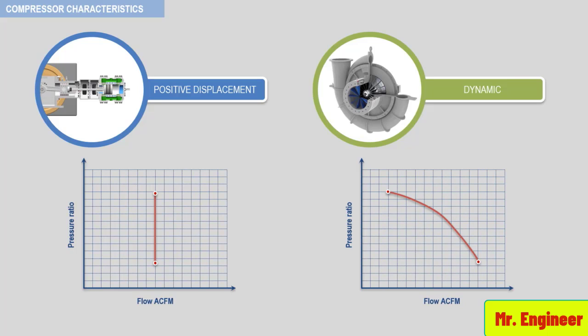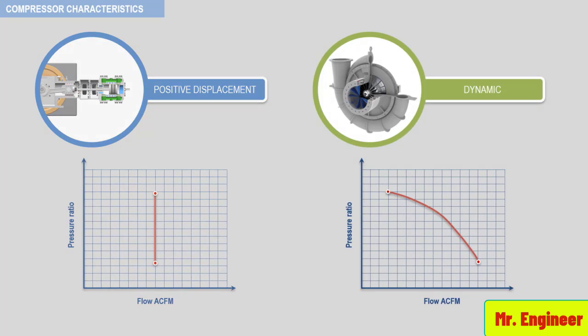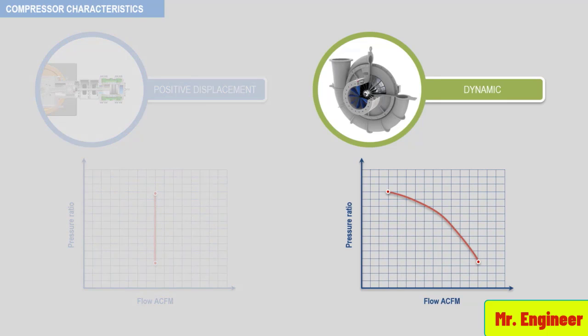Before we finish off this video, what I really want you to remember and to understand is that positive displacement compressors are not self-limiting. This means that the pressure ratio will continue to rise until the case pressure is exceeded. On the other hand, dynamic compressors are self-limiting. Their performance curves, as depicted here, show a decreasing head or pressure with increasing flow.